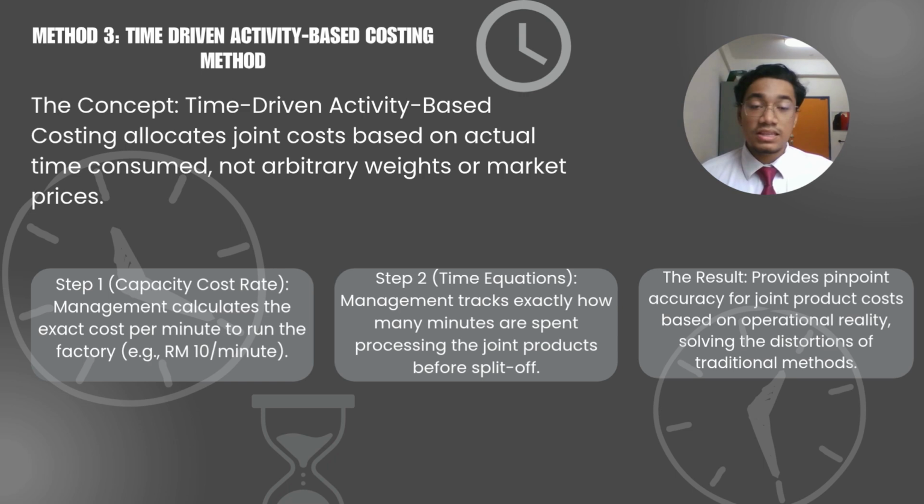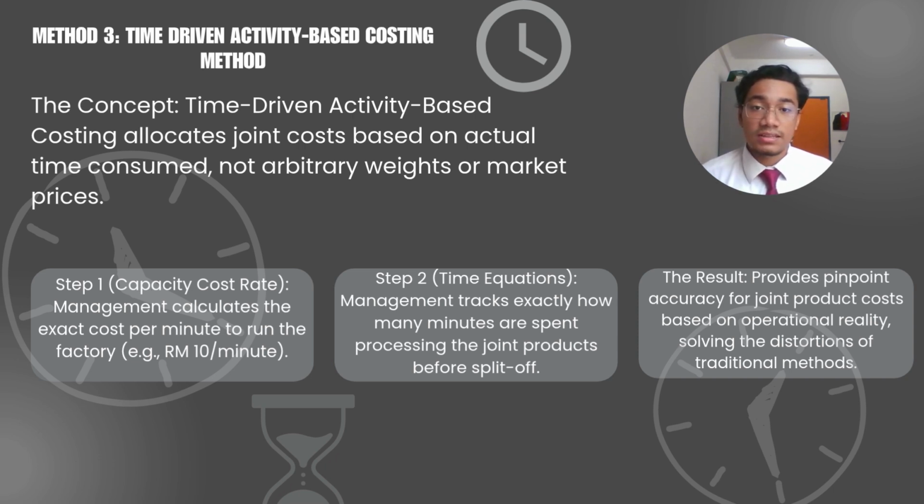The mechanics of TDABC in a joint product environment are fascinating. The system calculates the capacity cost rate of the shared resources, essentially determining how much it costs the factory per minute to operate. Then, based on time equations, it allocates those shared pre-split-off joint costs to the respective joint products based on the exact amount of time the processing activities consume. This allows management to see precisely how much background operational cost is being swallowed up before the crude palm oil and palm kernels reach the split-off point.